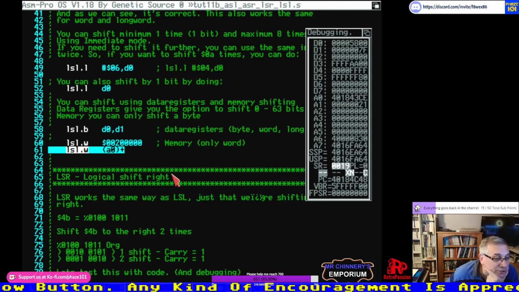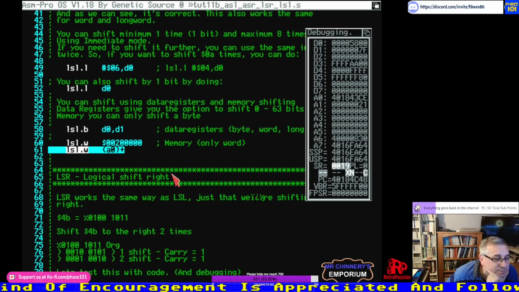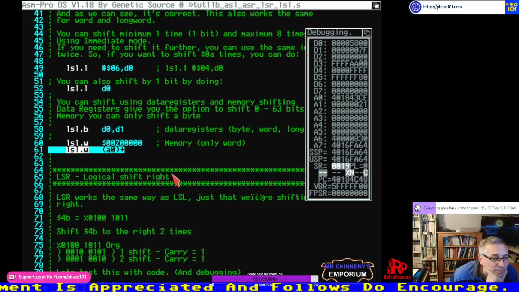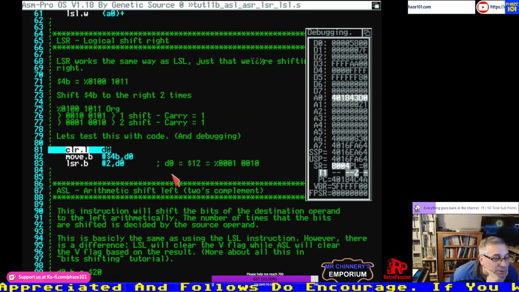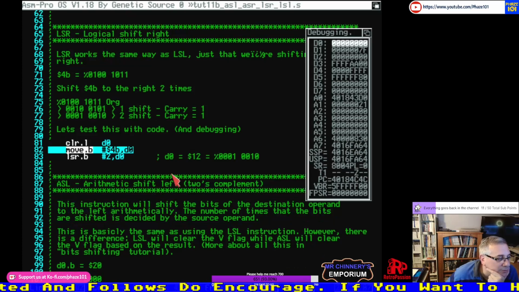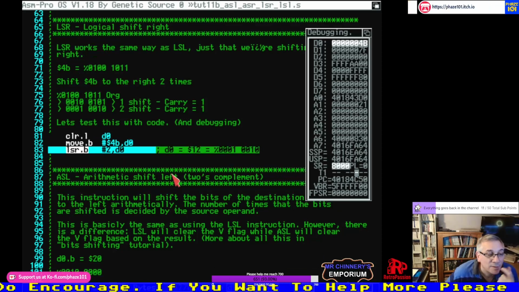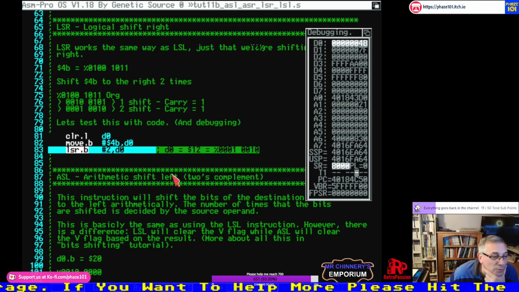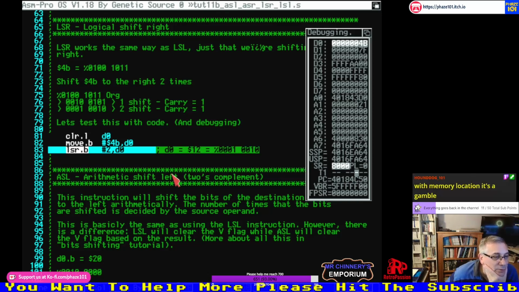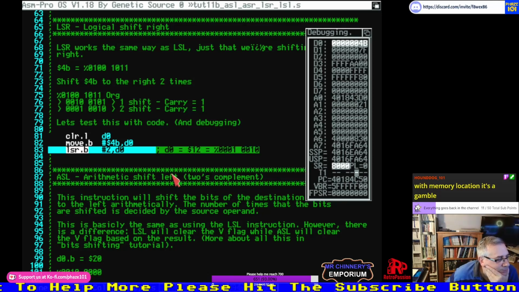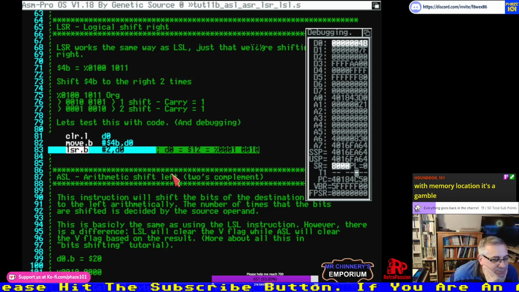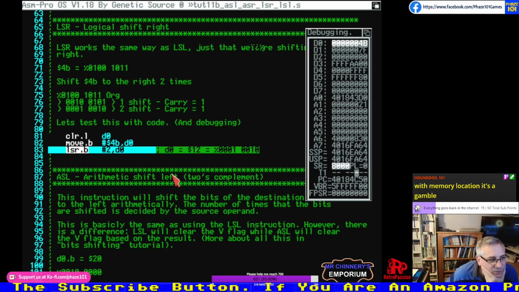And we are shifting what's in 80, that value, but the word, by 1. Yeah. We are clearing the 0. We are moving 4b into the 0, and we are logical shift right now, so we are moving the opposite way. So it's like dividing by 2. Yeah, that's why I skipped it. It's a gamble. I didn't want to do that.